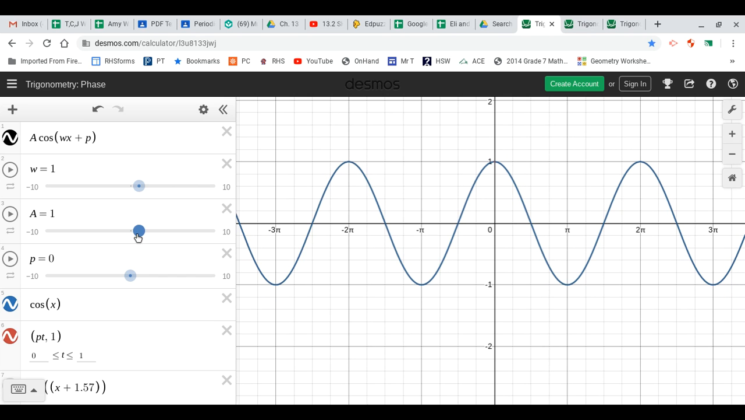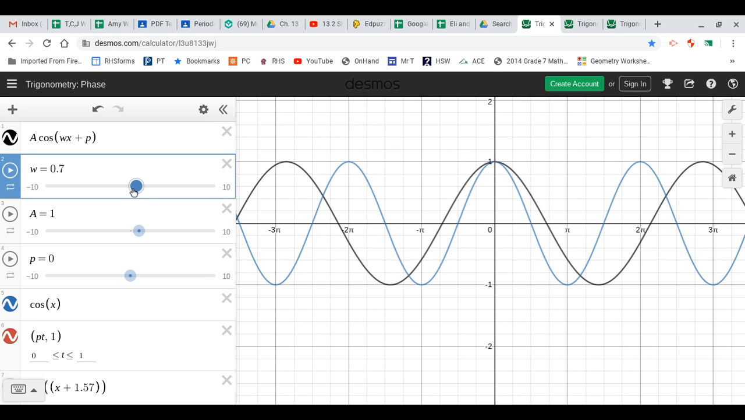So if we set the amplitude as 1, then it matches right now the basic cosine function. Now, if I change omega, what's in front of the independent variable within the parentheses, that's what's going to condense it horizontally or stretch it horizontally. So let me vary that some.